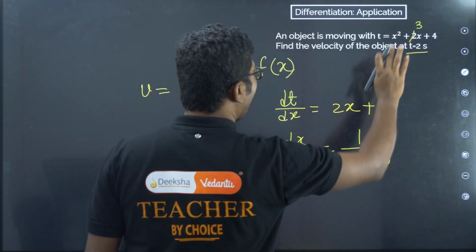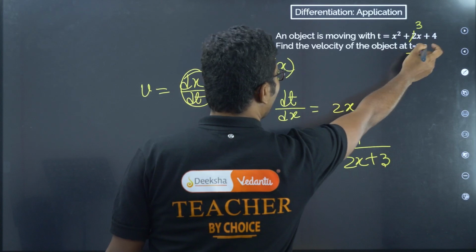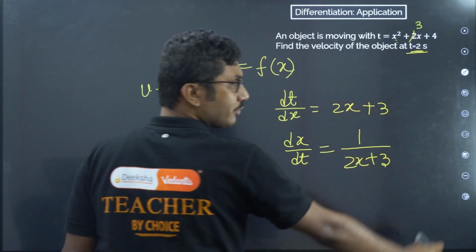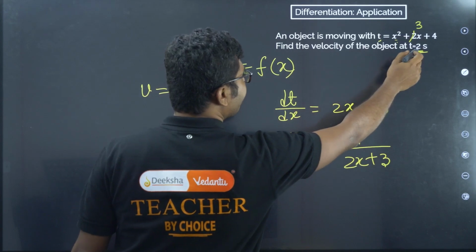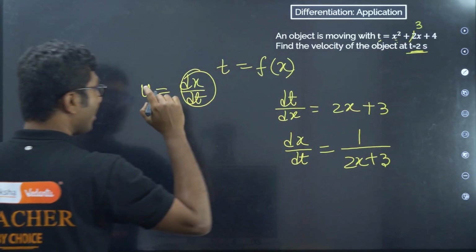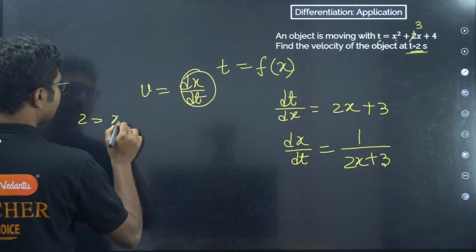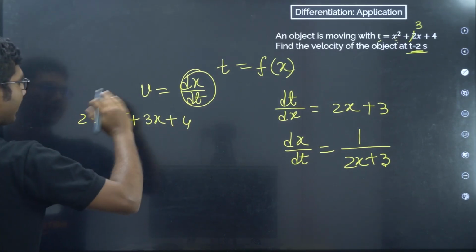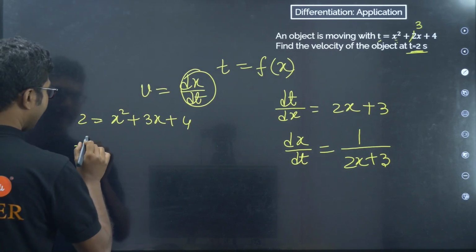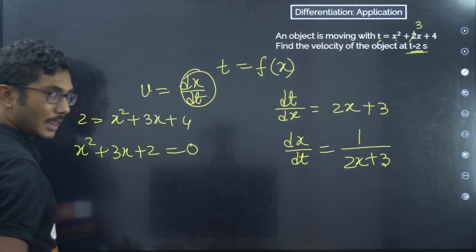Now what we have to do? We have to find the value of x when t equals 2 seconds, right? Now what we will do? We will put t equals 2 in the equation, x square plus 3x plus 4. Okay. Now take this to another side. What we will get? x square plus 3x plus 2 equals 0, right?